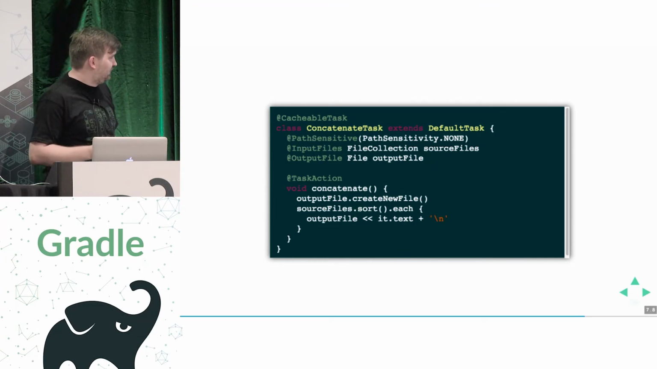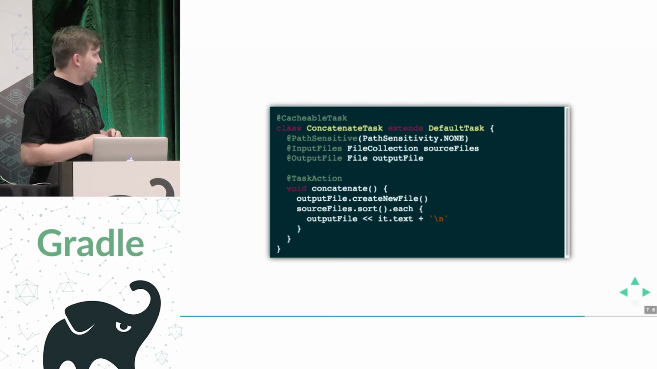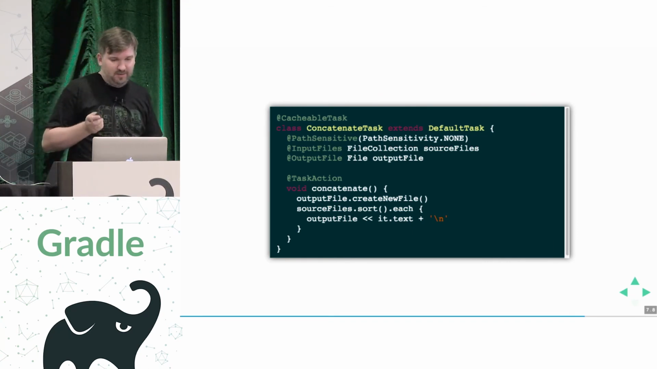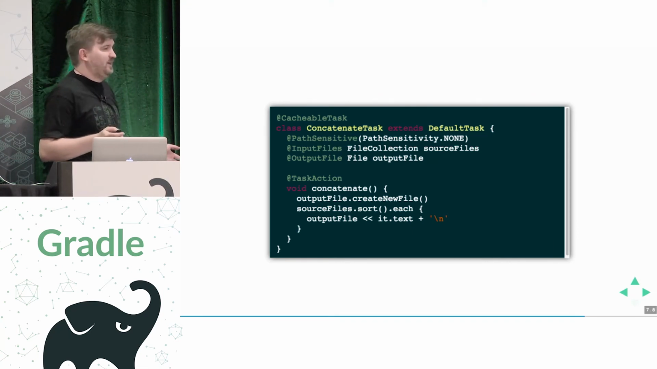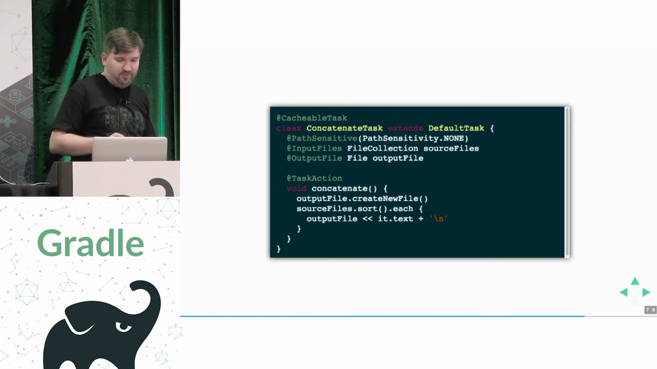Another thing, so this is not as easy as it looks sometimes. I don't know if I have the time to go into a lot of detail here, but basically this is a task that concatenates some files that it calls source files. It's a file collection, right? And there's a problem here.